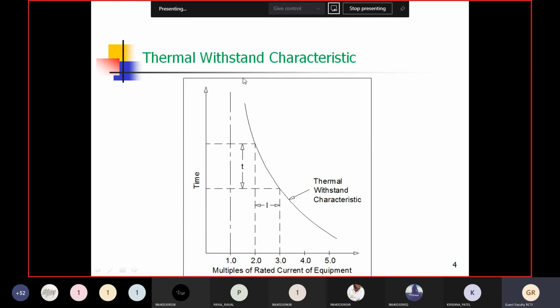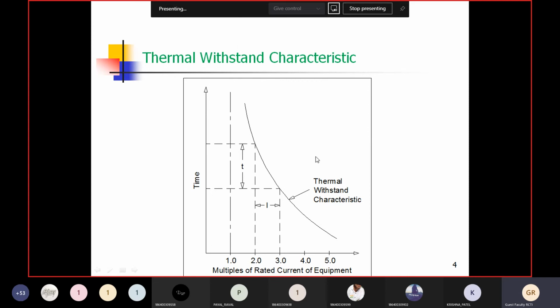Do you understand? Yes, sir. This is called the thermal withstand characteristic. Now if I extend it in this direction, it is not going to cross this limit. It will not cut. So what does it mean? If you pass rated current, you can operate it for infinite time, because it is not going to cross this curve. Like this.